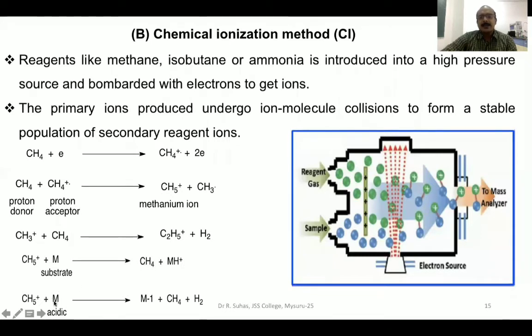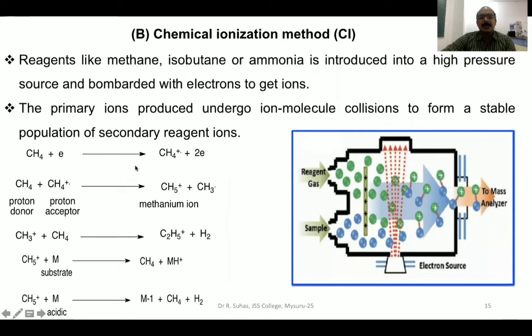If the sample of interest or molecule is acidic enough, then what happens is one hydrogen is lost from the molecule. In the regular case, the molecule or sample of interest will gain one hydrogen. If the molecule is acidic enough, then it loses one hydrogen. So in COOH, H will usually be eliminated to form M minus 1, and here CH4 and one molecule of hydrogen are liberated.